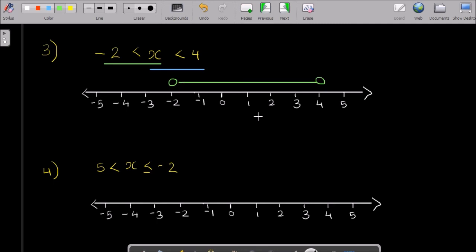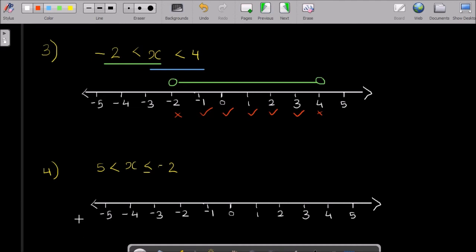Alright. So what this means is x can be any value, which is minus 1, it can be 0, it can be 1, it can be 2, it can be 3. It cannot be minus 2 and it cannot be 4. The reason for that is it's not equal to any of these, so these are the numbers that fulfill the inequality.